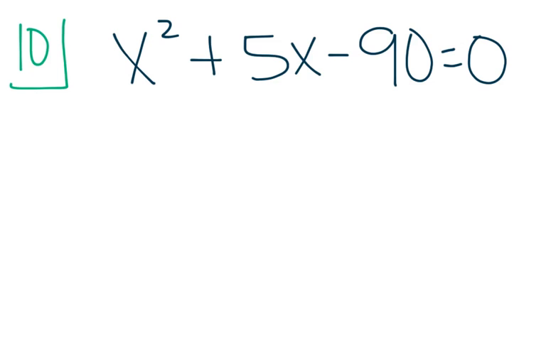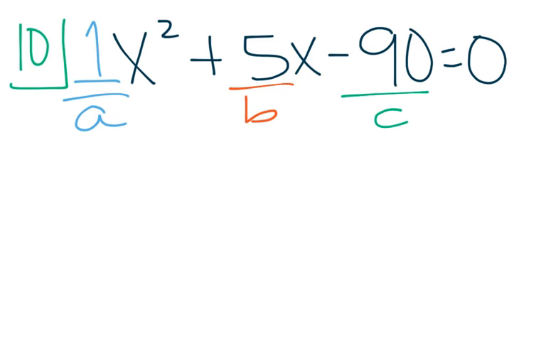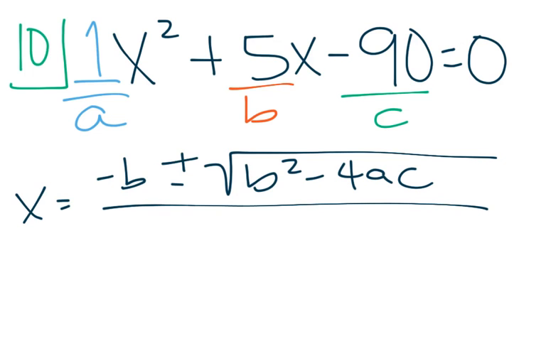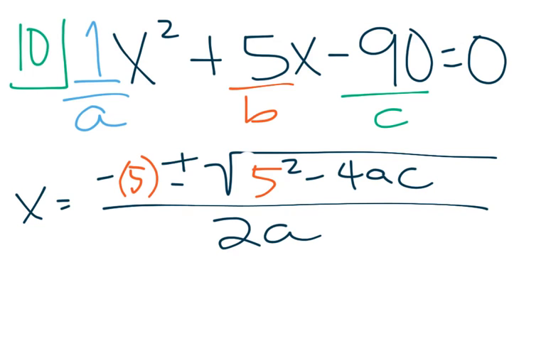Once again we have an invisible 1 in front of the x squared, so this is a, the 5 is b, and the negative 90 is c. And we are going to use our quadratic formula. x equals opposite b plus or minus the square root of b squared minus 4ac all over 2a. Now we can replace our numbers. Instead of b, we are going to put 5, so putting in 5 for all our b's. For all of our a's, we are going to put in 1.